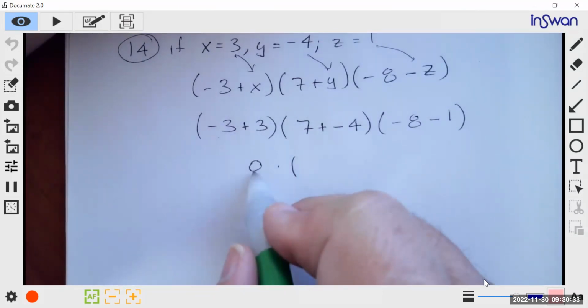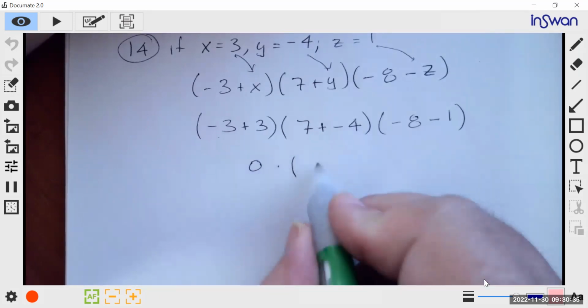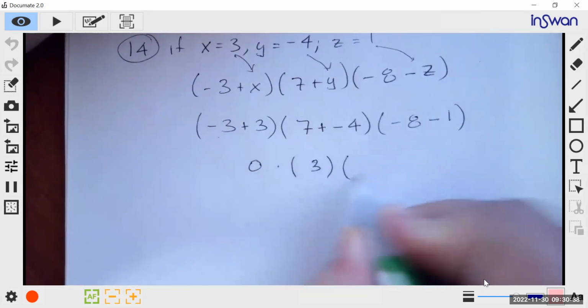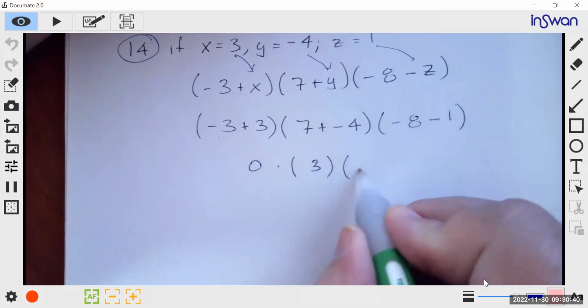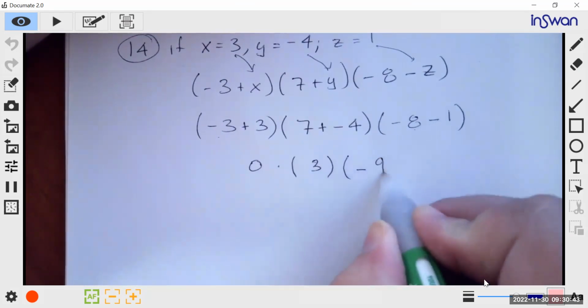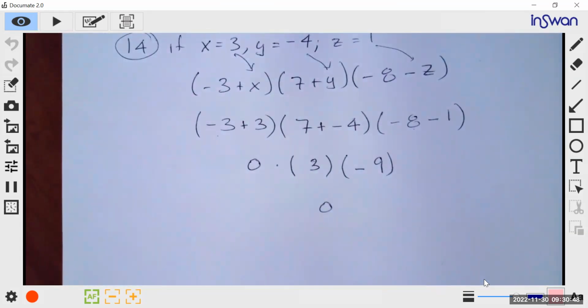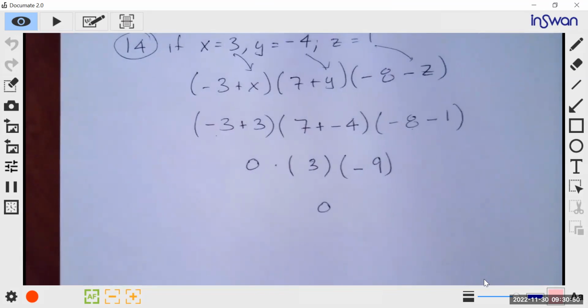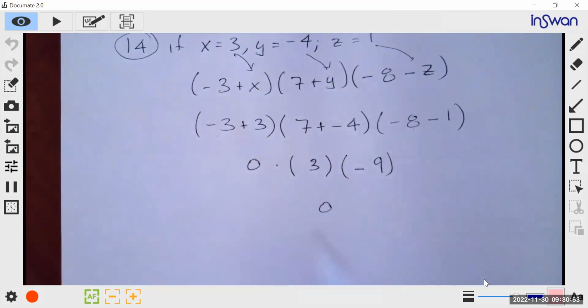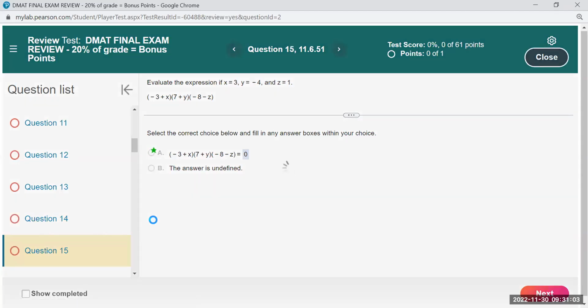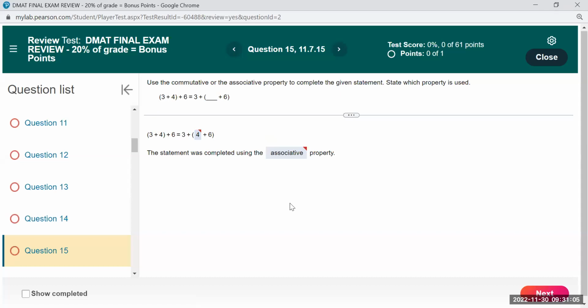Negative 3 plus 3 is 0. 7 minus 4 is 3. Negative 8 minus 1, they're both negative. 8 plus 1 is 9. The answer is 0. Anything times 0 is 0. So all this stuff times 0 is 0. Right.